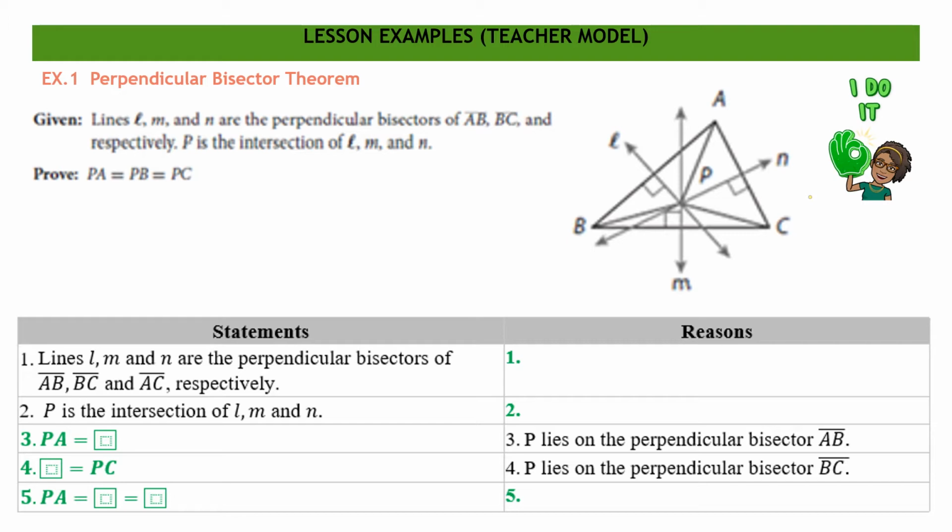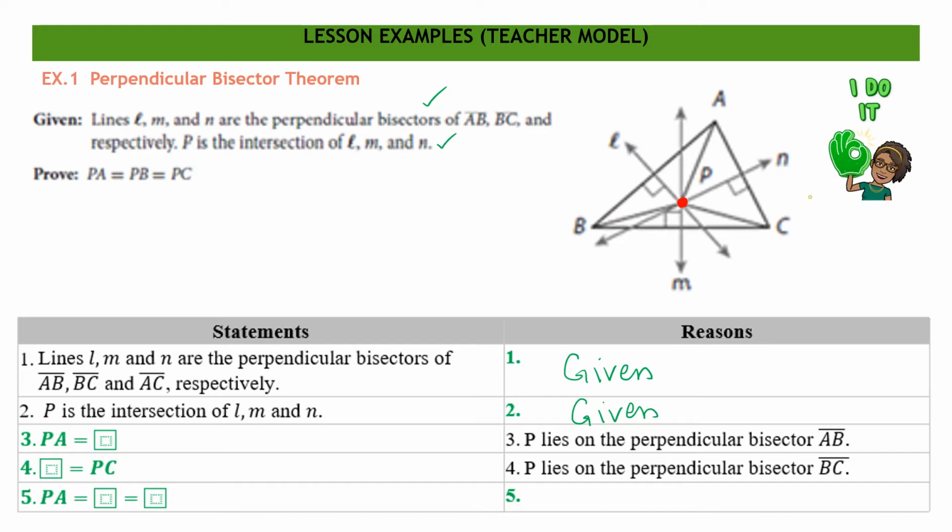As we mentioned in our warm-up activity, we know that P would be our circumcenter. And we know it's a circumcenter because the circumcenter is created by three perpendicular bisectors, and those perpendicular bisectors bisect all three of the sides of the triangle. So statement number 1 states that, and we know that is given because it is stated in the proof here. We also know that P is the intersection of all of the lines L, M, and N, and that is also given in our problem here.